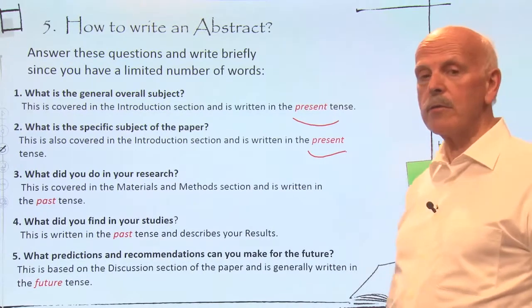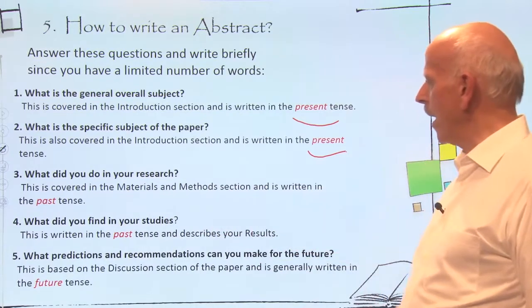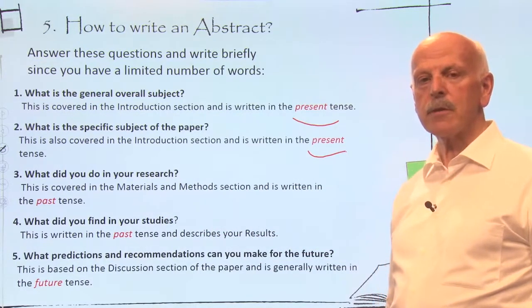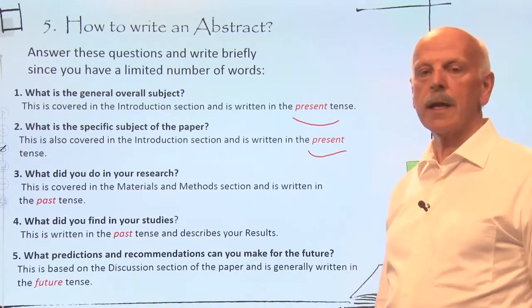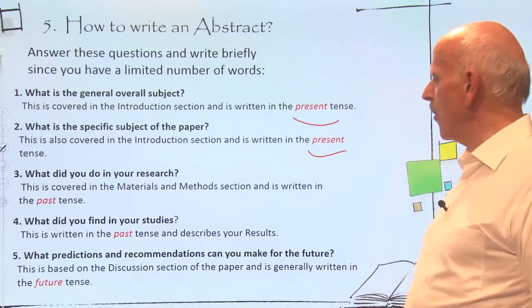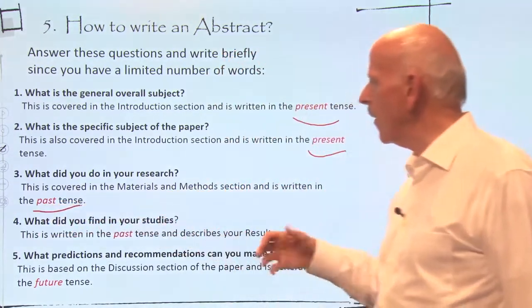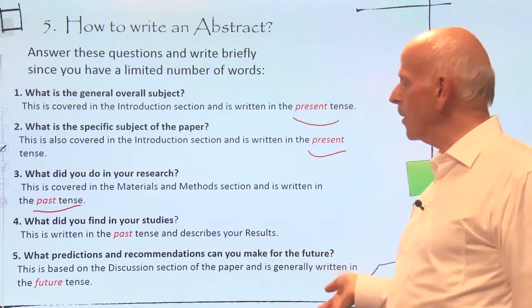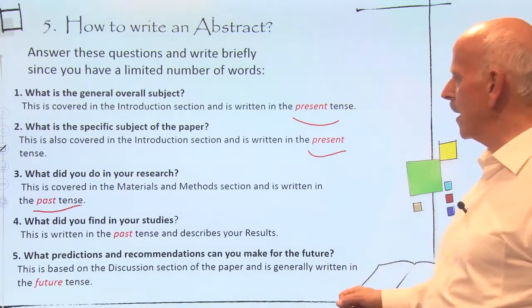What did you do in your research? Well, this is the materials and methods part, and by writing up the materials and methods, you can easily include that in the abstract in summary. And you write this in the past tense because you have done your research now. You've done your experiments and field studies, so it's all in the past. You've done the work, so it's past tense.